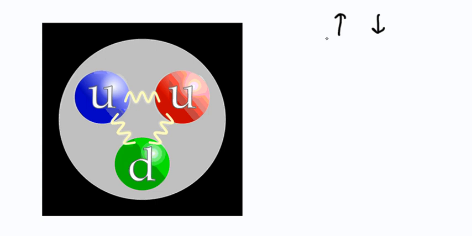So we have up arrows and down arrows for electrons. Well, it turns out there are quarks that make up protons that have an up nature to them and a down nature to them. If they have an up nature, they have a +2/3 charge. If they have a down nature, they have a -1/3 charge.